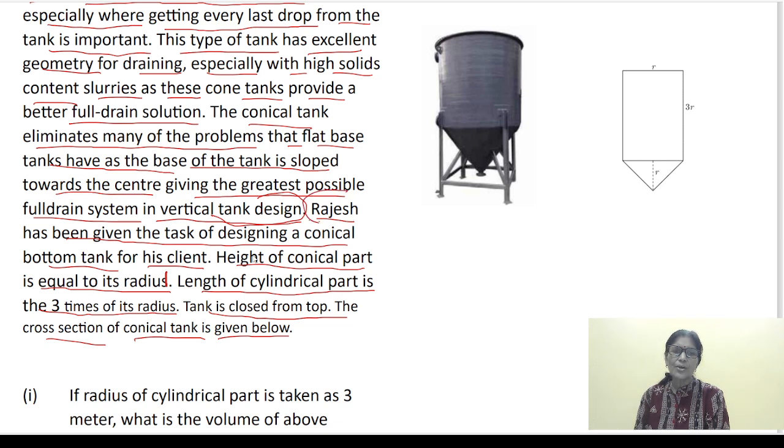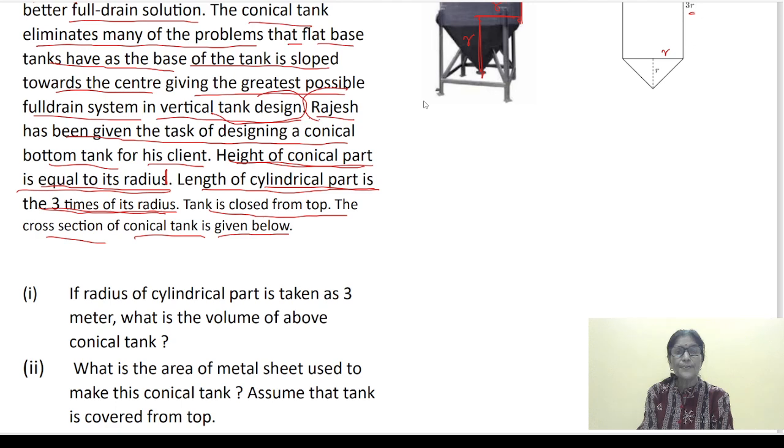Rajesh has been given the task of designing a conical bottom tank for his client. Height of the conical part is equal to the radius. In this conical part, the height is equal to the radius. So if this is R, the height of the cone is also R, as it is given here. Next, the tank is closed above, and the length of the cylindrical part is 3 times the radius. It is given as 3R. So this is the height of the cylindrical part, 3 times the radius. This is the information given to us. Taking this, we'll go for the question.